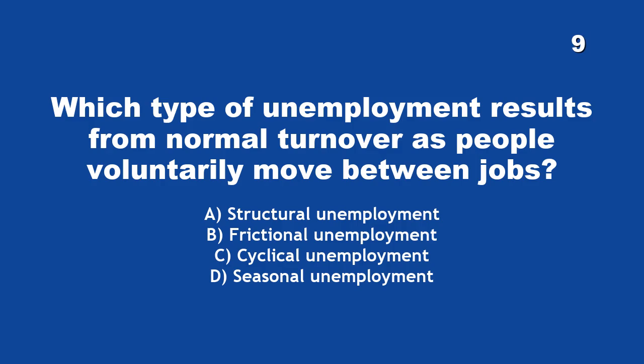Which type of unemployment results from normal turnover as people voluntarily move between jobs? Option A, structural unemployment. Option B, frictional unemployment. Option C, cyclical unemployment. Option D, seasonal unemployment. The correct answer is B, frictional unemployment.